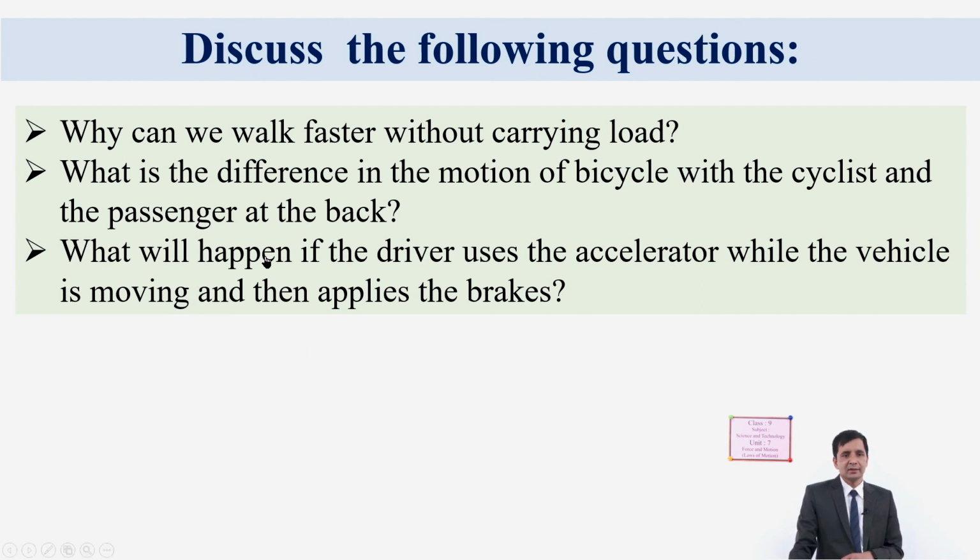And the third one is, what will happen if the driver presses the accelerator in the vehicle, then the vehicle is moving, and then applies the brake? When we push the accelerator, acceleration is produced in the vehicle. As a result of this, the vehicle moves faster, and if the brake is applied after accelerating, then the acceleration of the vehicle decreases. As a result of this, the motion of the vehicle can be controlled by applying the brake.